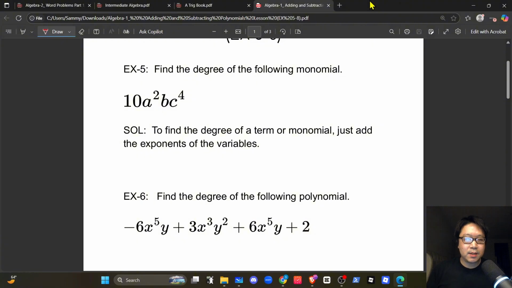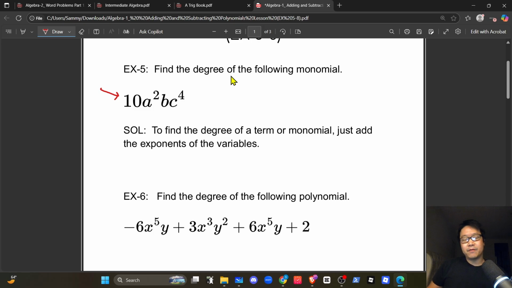Okay, so this one says find the degree of the following monomial. Again, this is a monomial. All it is is a combination of coefficients and variables. To find the degree of a term. By the way, another word for a monomial is a term, right? So all the monomials within a polynomial are also called terms.